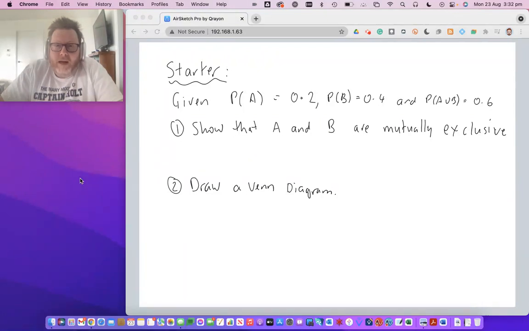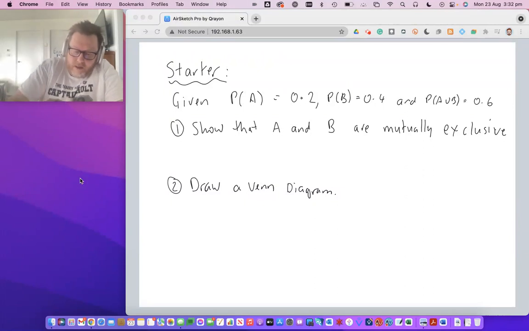Given that the probability of A is equal to 0.2, the probability of B is equal to 0.4, and the probability of A union B is 0.6, we've got two questions there. So pause the video, have a crack at it, and then return to the video. Okay, hopefully you did pause it, hopefully you did have a crack at it. Let's see how we go.